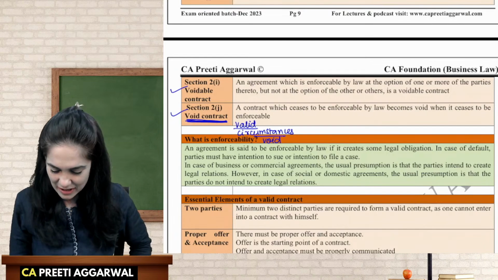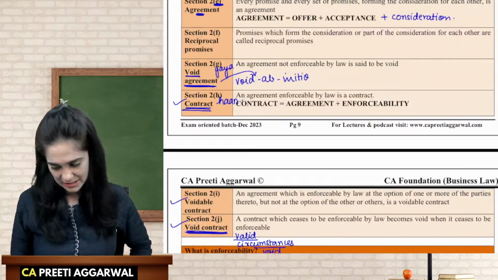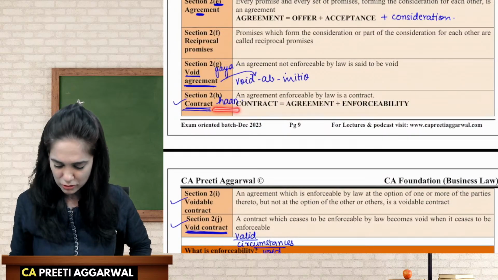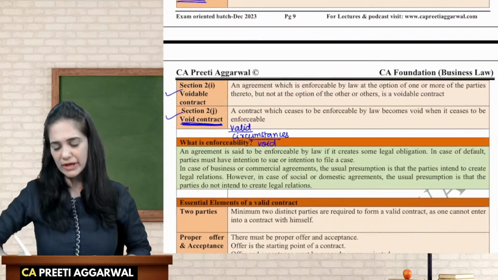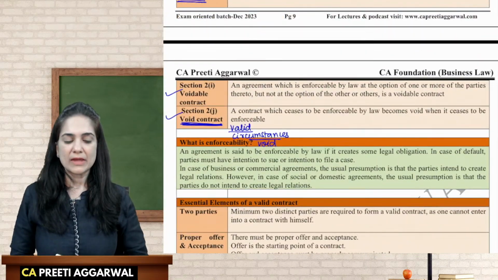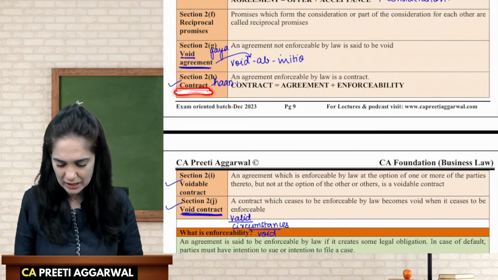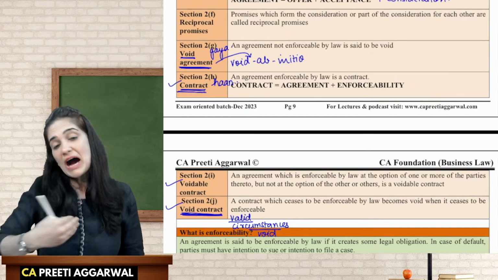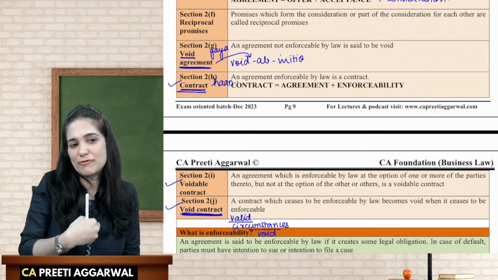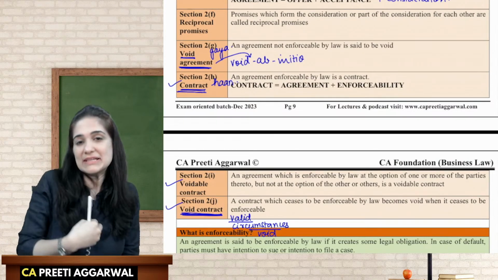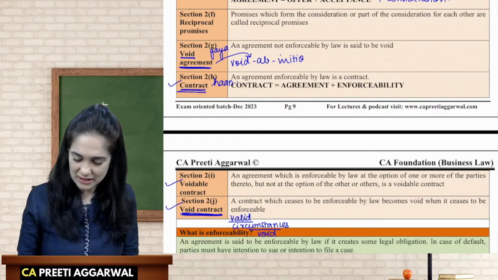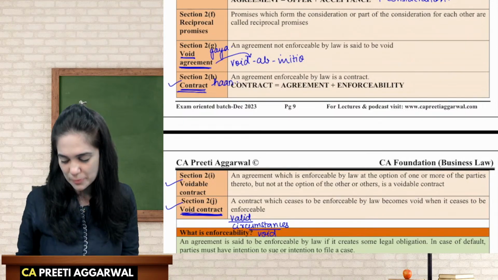Okay, all right. So, yes, contract is formed. Now, after the contract, what if I decide whether a contract is to be kept valid or not?